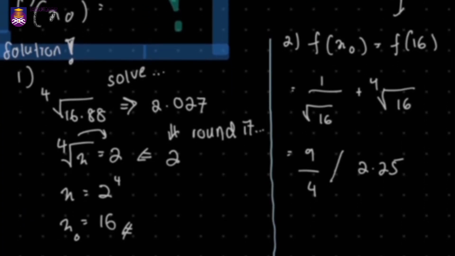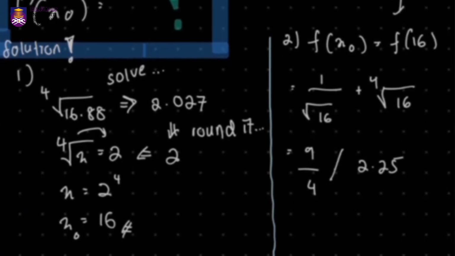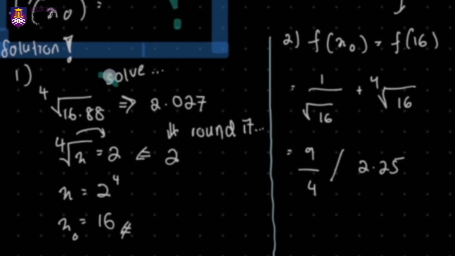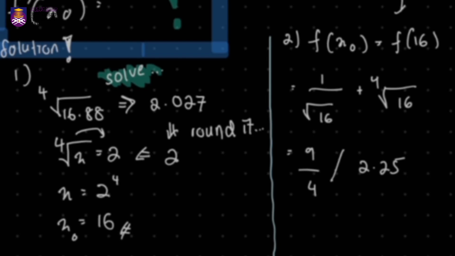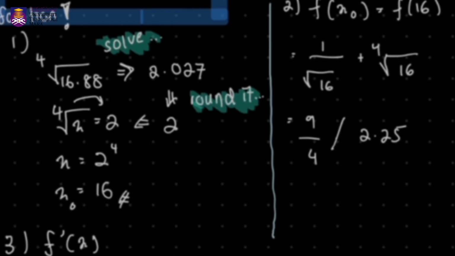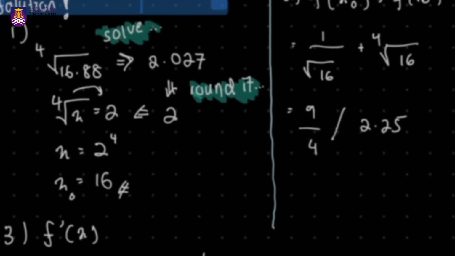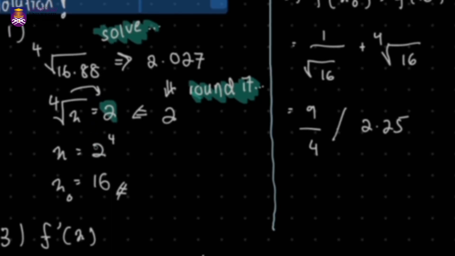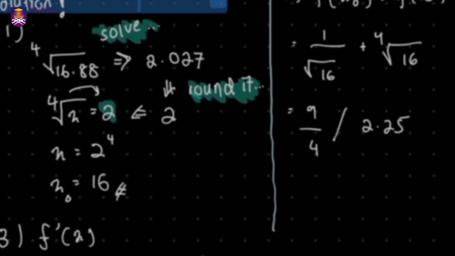First, we need to find the x naught using the second value in the equation. The first step is to solve it, and we get 2.027. Next, we need to round it, and the value is 2. So how do we get 2 from the question? Just move the log to the other side, and it will be 2 to the power of 4. Solve it and we get x naught is 16.